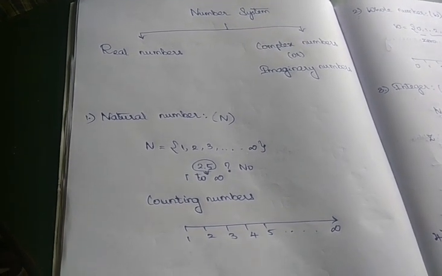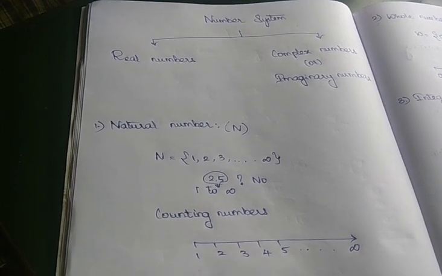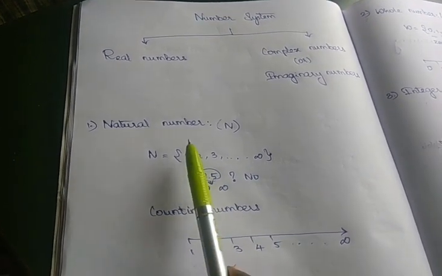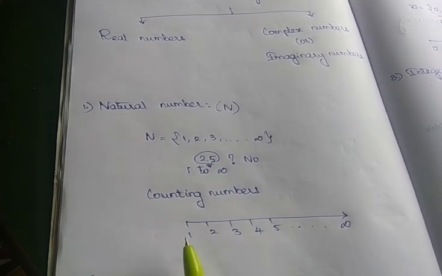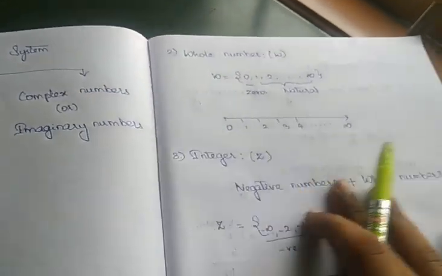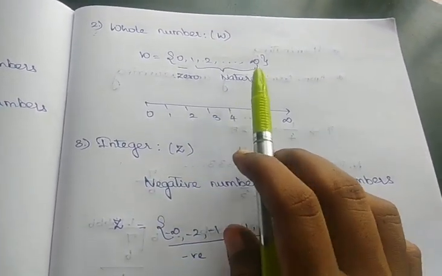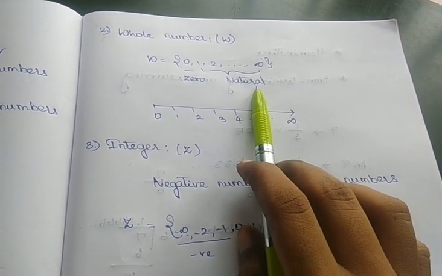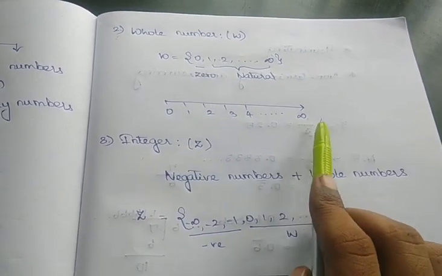I think you can clearly understand what I have taught you this much time. We have seen different numbers. First one is natural number, which are counting numbers. It starts from 1 and goes till infinity. The next comes whole number. Whole number is nothing but 0 added with natural number gives you whole number. And the number line is represented as 0 to infinity.